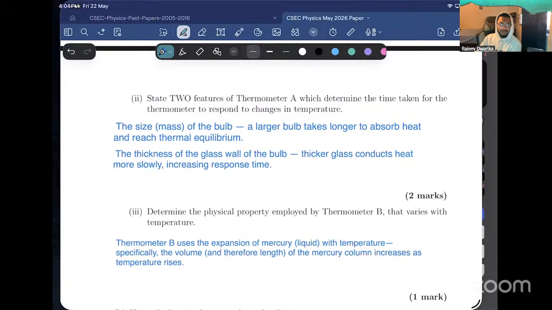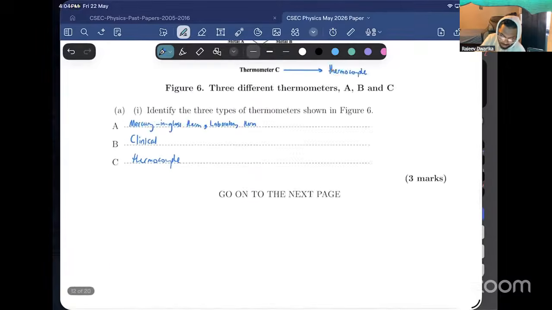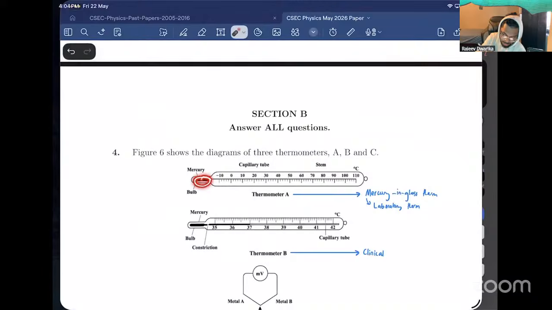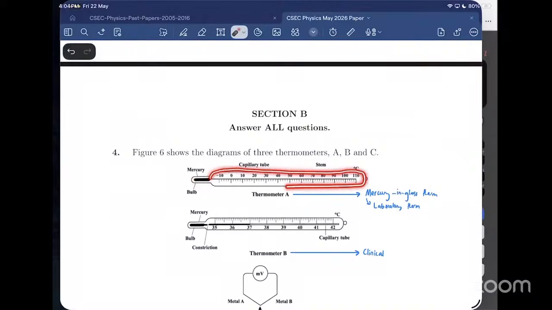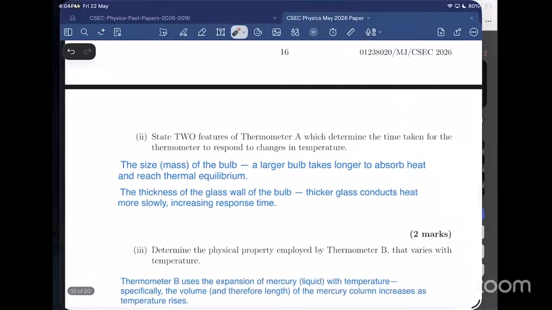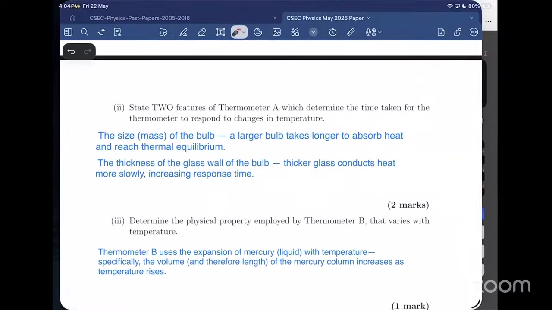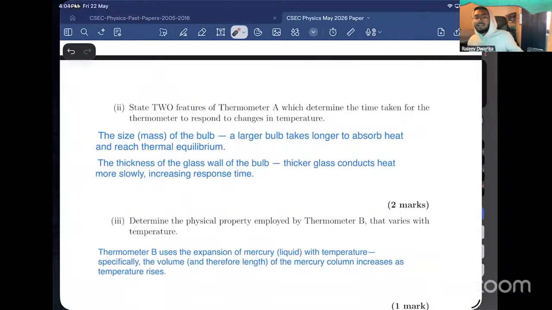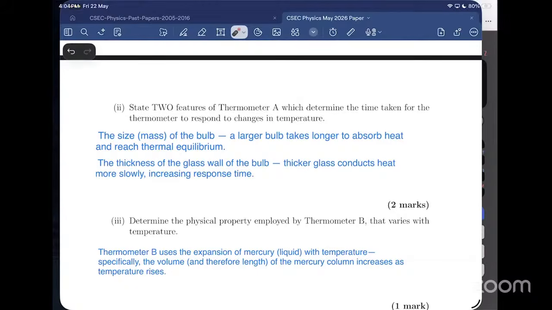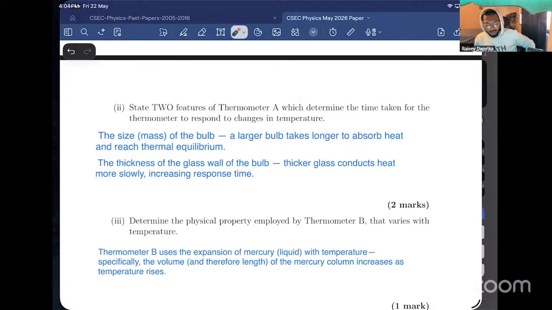But yeah, Nikolai, let me know if you understand these two features of thermometer A. Yes, when you look at thermometer A, you notice that the bulb is a bit bigger. And I just put the range of the degrees. Nah, that wouldn't be it. They were to state two features which determine the time taken for the thermometer to respond to change in temperature. The increments wouldn't have an effect on that. It would really be the size of the bulb and the thickness of the glass wall.